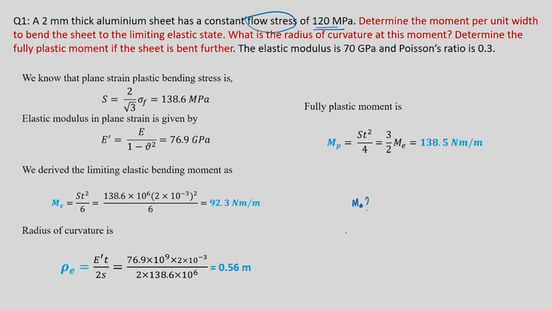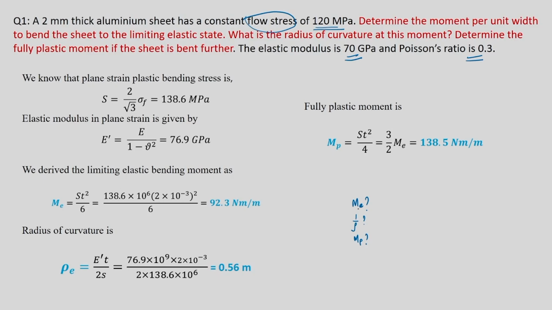What is the radius of curvature 1 by rho at this particular stage? When M becomes ME, what will be the radius of curvature 1 by rho? Then determine the fully plastic moment if the sheet is bent further. So you are not stopping with the limiting case, you are bending further. What will be your fully plastic moment, that is MP? Two values are given, Young's modulus and Poisson's ratio. Aluminum sheet has Young's modulus of about 70 GPa and Poisson's ratio of about 0.3.